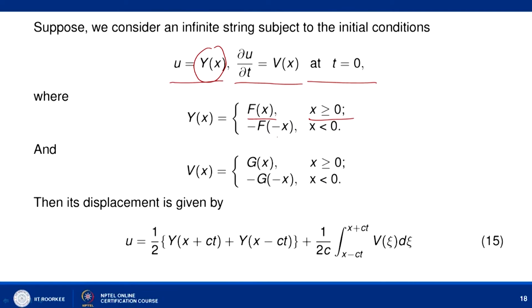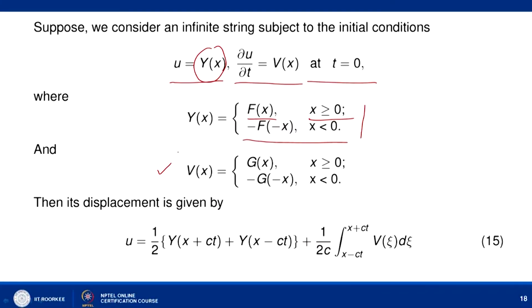Now we define y of x as an odd extension of the function f of x: y of x equal to minus f of minus x when x is less than 0. When x is less than 0, minus x is positive, so minus f of minus x is defined. So y of x is an odd extension of f of x. Similarly, we extend g of x in an odd manner over the entire line from minus infinity to infinity, and define v of x equal to g of x for x greater than or equal to 0 and minus g of minus x when x is less than 0.